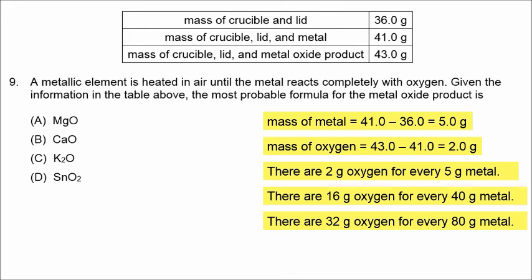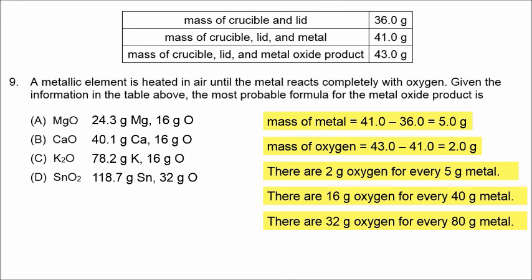Now, the periodic table will tell us the molar mass of magnesium, calcium, potassium, and tin. And if you look at these numbers, the only choice that is going to give us a ratio that is either 16 grams of oxygen for every 40 grams of metal, or if we double it, 32 grams of oxygen for every 80 grams of metal, the correct answer must be B, calcium oxide, because that ratio is 16 grams of oxygen for every 40 grams of calcium.